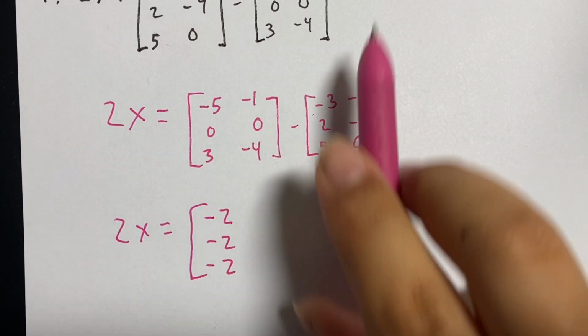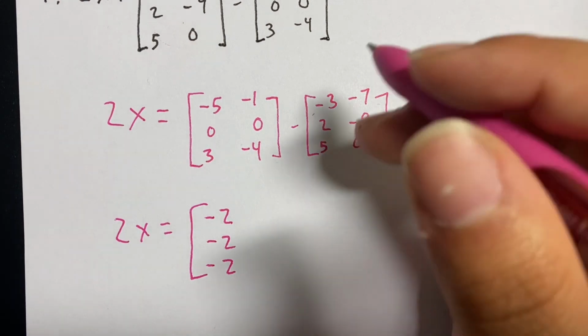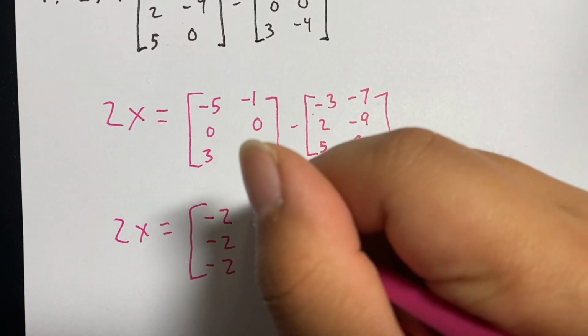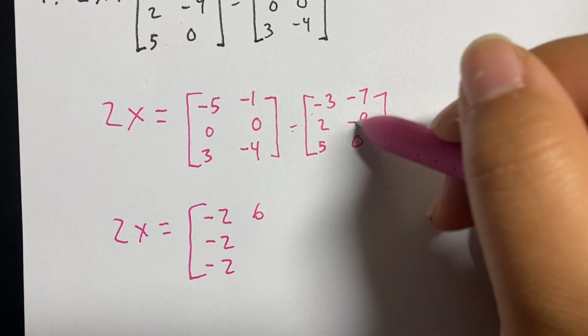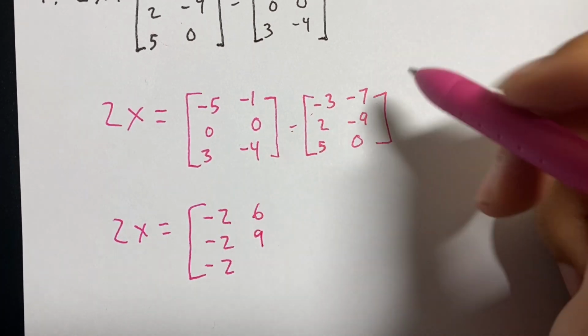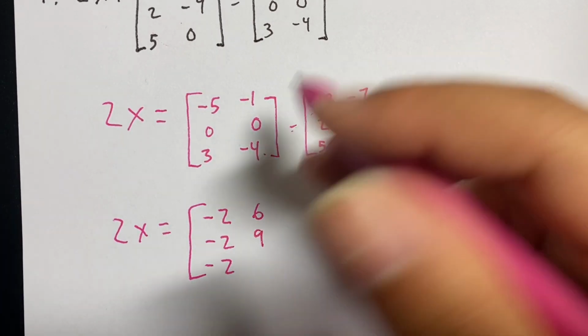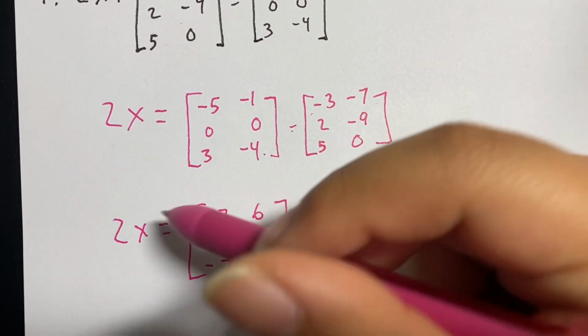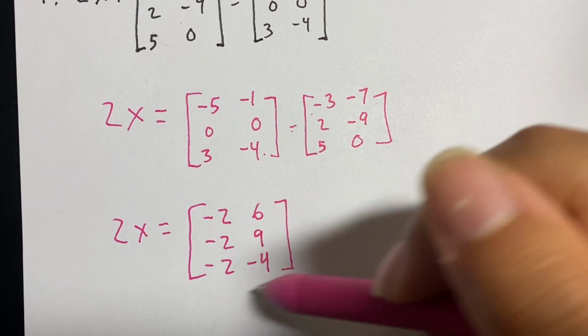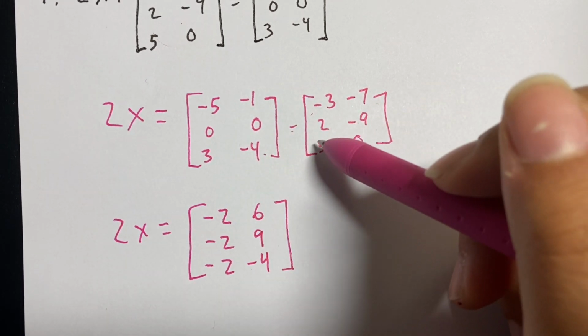-1 minus -7. Of course, subtracting a negative, same thing as adding. So -1 plus 7, which is 6. 0 minus -9, subtracting a negative, same thing as adding the positive. -4 minus 0 is just -4. So now we have 2x equals this matrix right here, which is the difference of these two matrices.